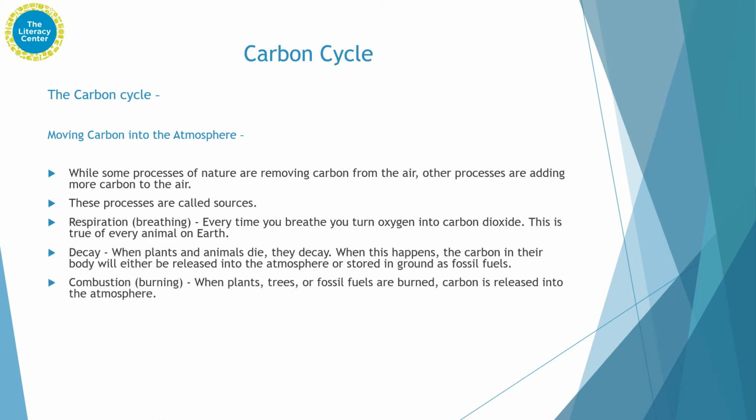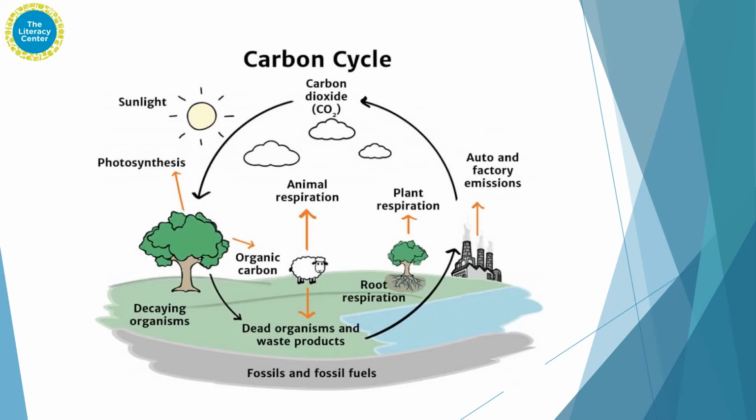Then comes decay. When plants and animals die, they decay. And when this happens, the carbon in their body will either be released back into the atmosphere or stored in the ground as fossil fuels. And then there is combustion, or burning. When plants, trees or fossil fuels are burned, this carbon is released back into the atmosphere. So you see that in the carbon cycle, carbon is continuously moving into different phases from the atmosphere to the animal system or plant system, then into the soil, and from the soil it comes back to the atmosphere.